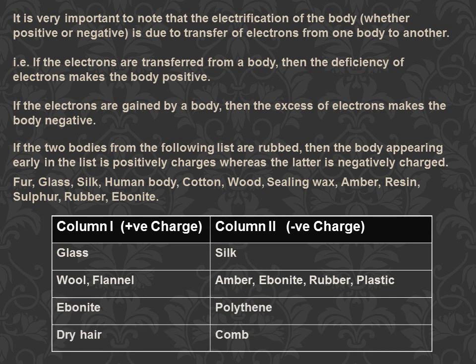Let us see this table. We'll have two columns. The object from column 1, when rubbed with the object of column 2, then the object of column 1 gets positive charge and the object of column 2 gets negative charge. We have already seen the example of glass rod and silk cloth. When glass is rubbed over silk cloth, then the glass rod gets positive charge and silk cloth gets negative charge. It means electrons are lost from the glass rod and gained by the silk cloth.